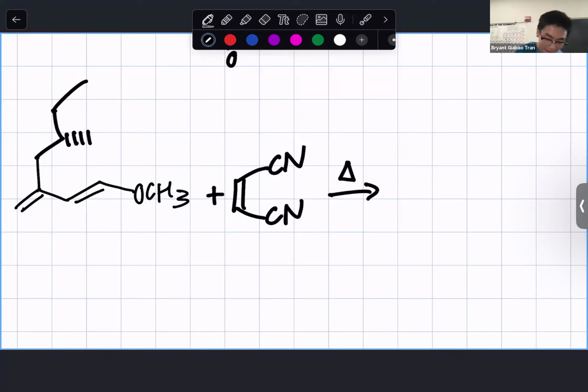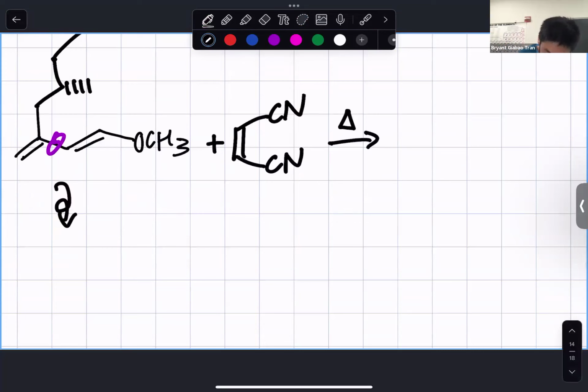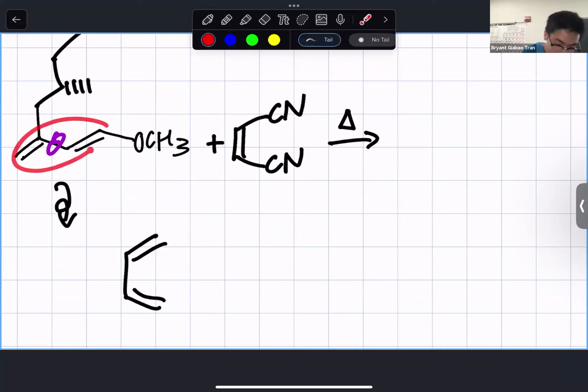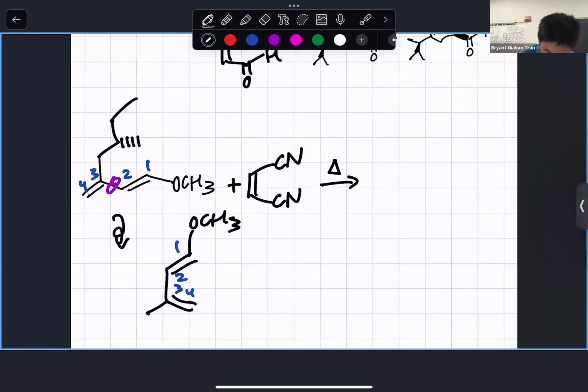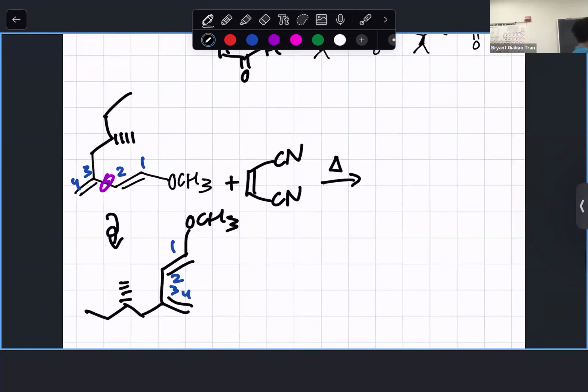Yeah, we have to redraw it by rotating this single bond and make that into an s-cis diene, because right now this is an s-trans diene. So let's number this 1, 2, 3, 4. Oh, CH3. Carbon 3 has this R group here. Yeah. So this is the redrawn version after the single bond gets rotated here, which is our diene, and these are the groups on that diene right there.